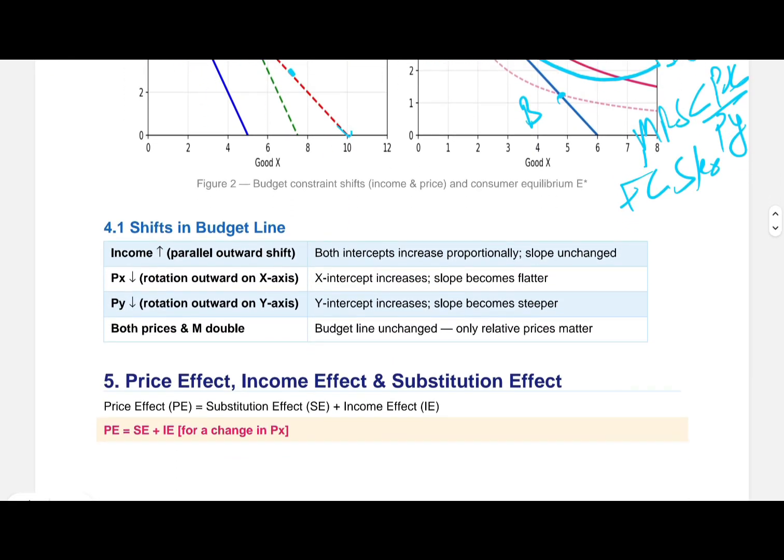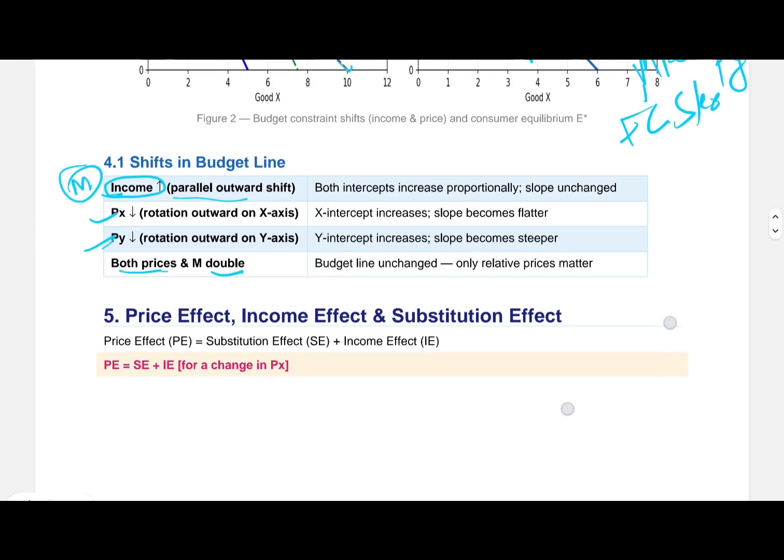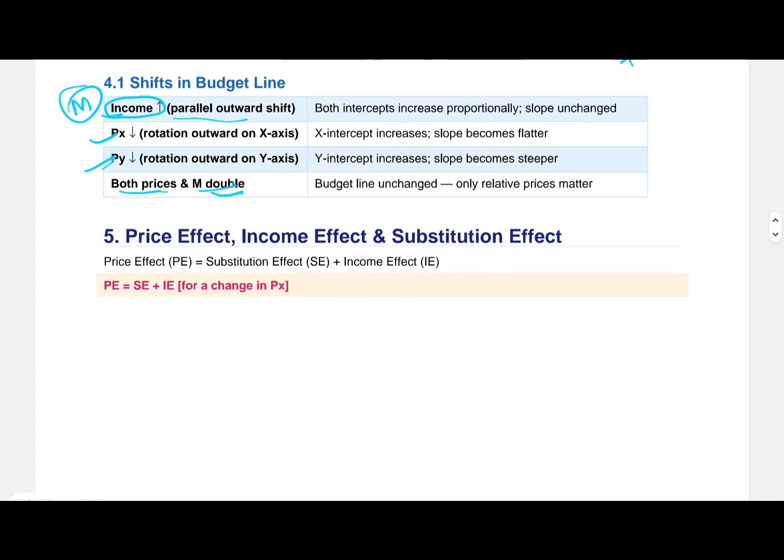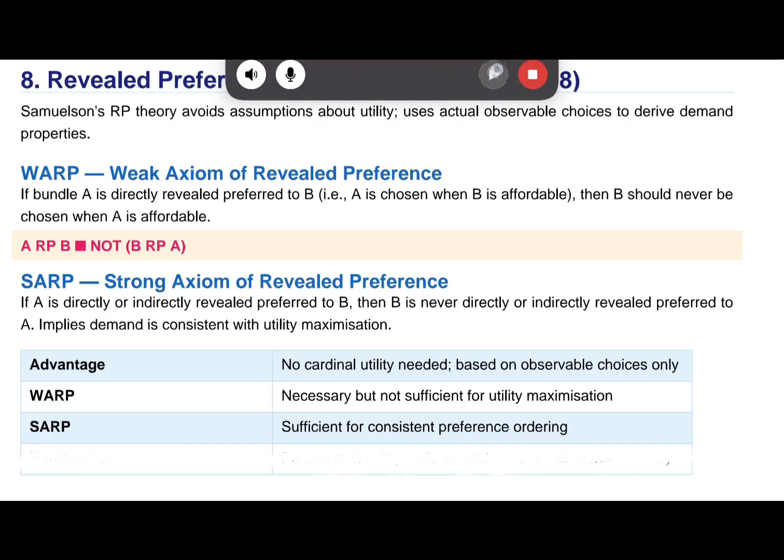So, a shift in the budget line parallel outward. I already explained this with the help of a diagram. This is our M; prices of Y and X, both prices and M double. Basically, this gives the relationship between both the prices and money. After this we will discuss the revealed preference theory.